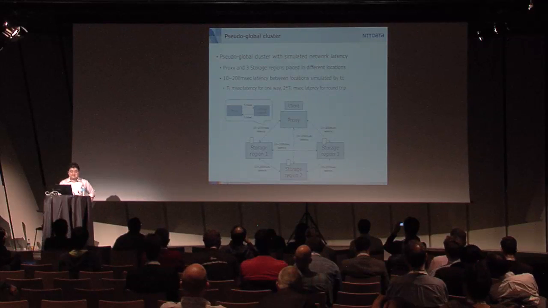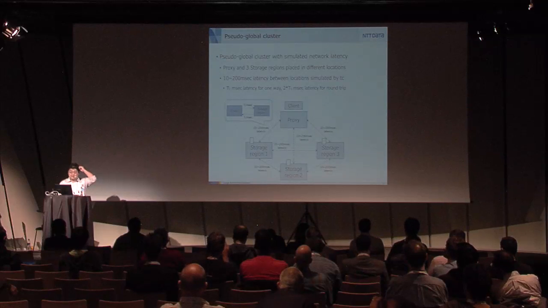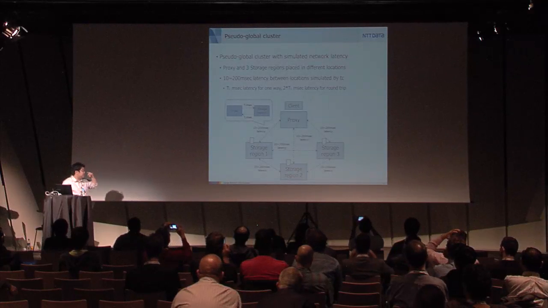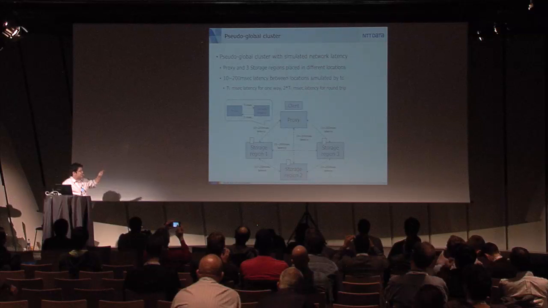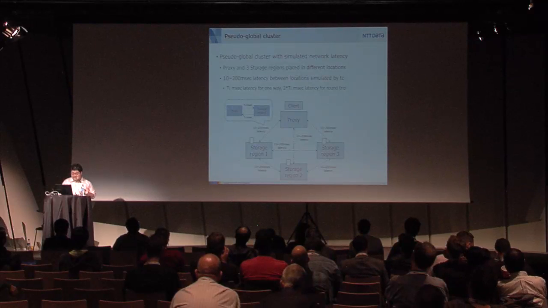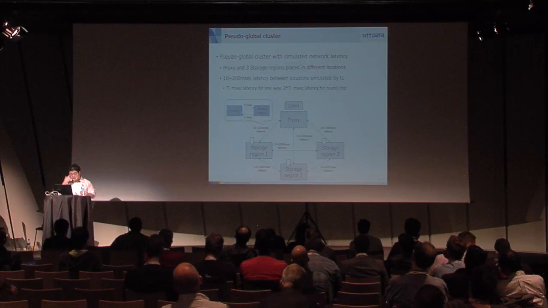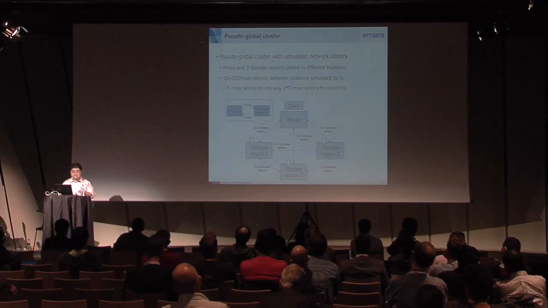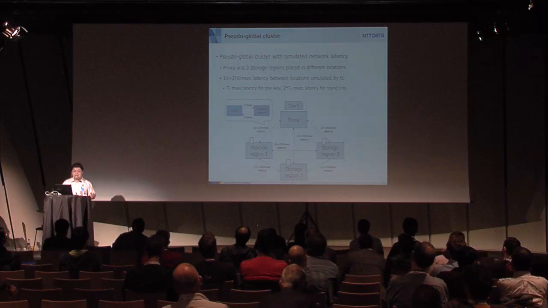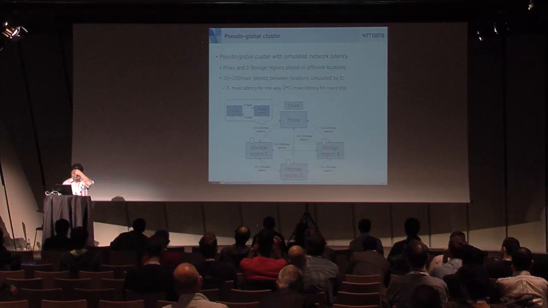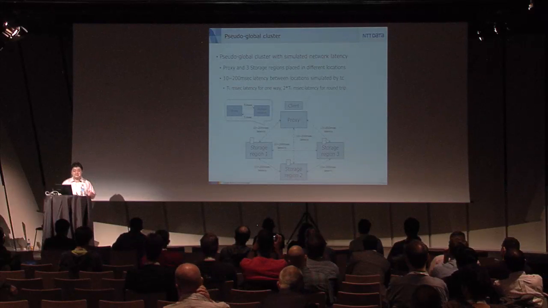To test a globally distributed Swift cluster, like I figured in the previous slide, we constructed a short global cluster with simulated network latency, as figured in this slide, and we tested this cluster. We assumed the proxy server and the Swift storage servers were placed in different locations and simulated network latency among them. We changed the simulated latency from 10 milliseconds to 200 milliseconds and checked how the behavior of Swift changes. TC is used to simulate network latency. For example, when you want to set 10 milliseconds latency, you set 5 milliseconds latency for one way, then for round trip, 10 milliseconds latency is set.